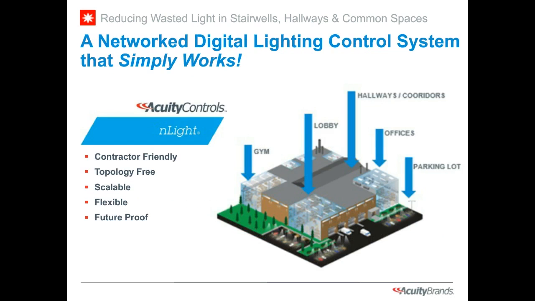So let's talk controls. You need a networked control system that works. Nlight is a network digital lighting control system that provides both energy savings and increased user configurability by cost-effectively integrating time-based, daylight-based, sensor-based, and manual lighting control schemes. It's contractor-friendly. With convenient Cat5 connections, reversible line loading wiring, no sensor sensitivity adjustments, and intuitive LED feedback that self-diagnoses common installation errors, Nlight reduces labor time versus traditional low-voltage systems.